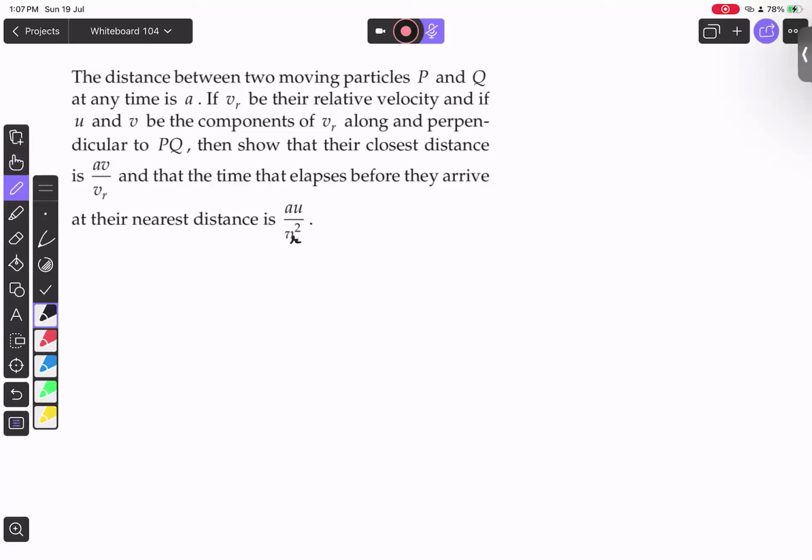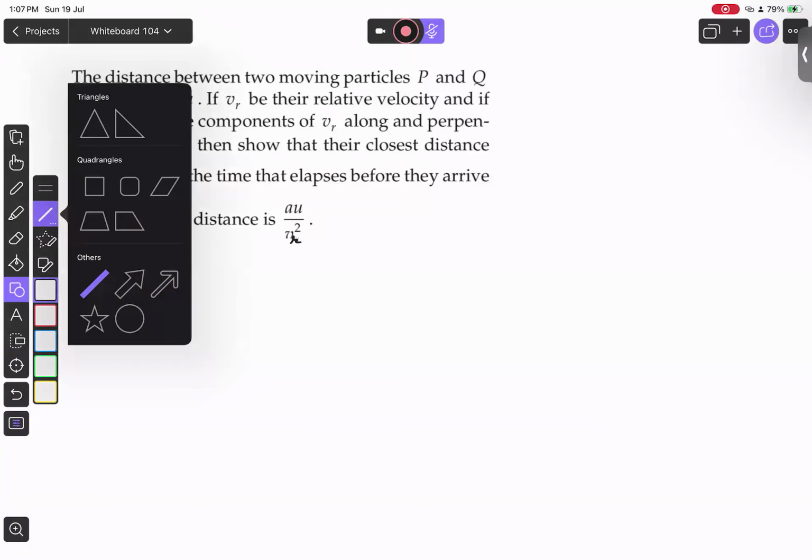It is VR, okay. I hope you got the question here. Distance between two moving particles at any point of time, or maybe at t equals 0, is given to us. And the relative velocity of one with respect to another is given to us, in terms of components u and v, where u and v are the components along the line joining them, and along the direction perpendicular to the line joining them. So maybe I'll draw that figure for you.